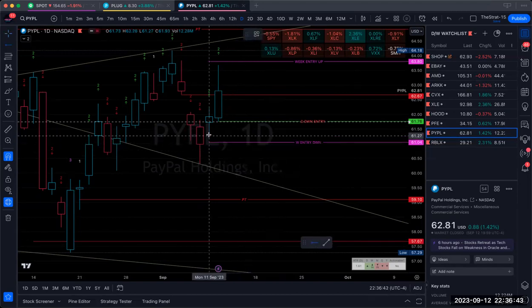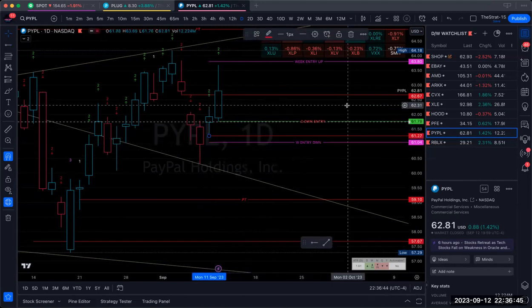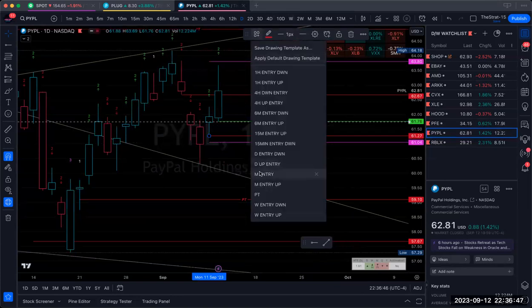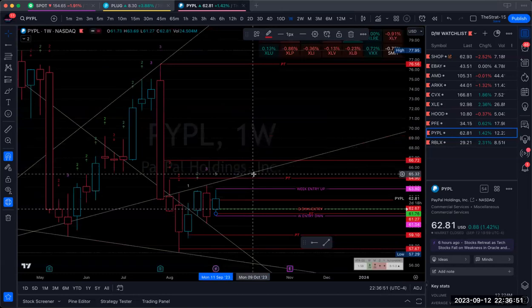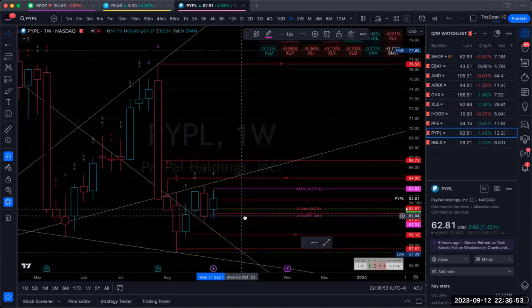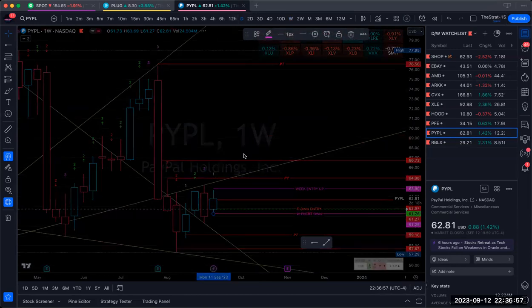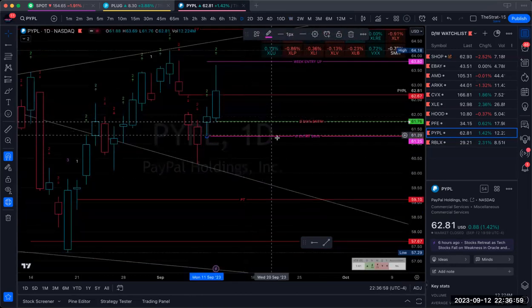Take out this level right here of 61.27, right? And then this, I think I got my weekly line in the wrong place, so it didn't attach. All right, so actually, no, that was your weekly, which is the inside candle. I just didn't lock on like it was supposed to.